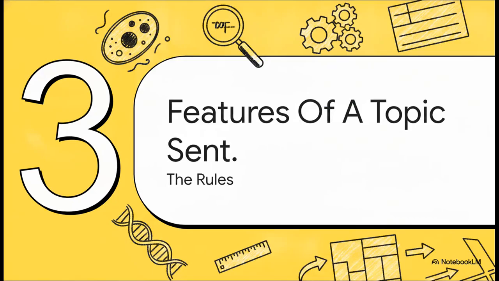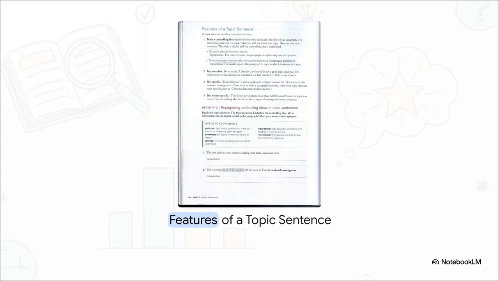Which brings us to Section 3, Features of a Topic Sentence. The rules. Let's break down the actual anatomy of a perfect topic sentence. Now, what's really interesting about this slide is seeing what that anatomy actually looks like in practice. There are 4 essential rules to crafting a perfect topic sentence. First off, it absolutely must have a controlling idea that limits the topic. Second, it is not a simple fact.